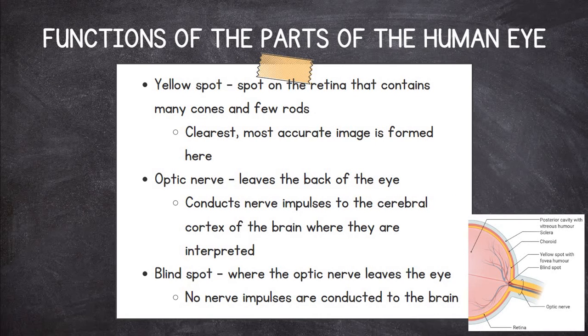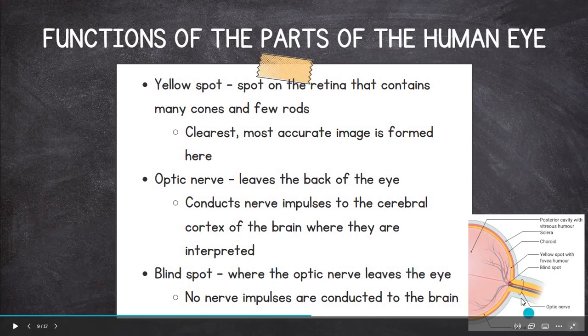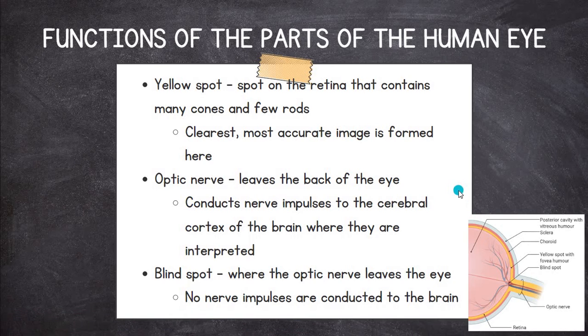Then we have the yellow spot. This is a spot on the retina that contains many cones and few rods. Because of this, the clearest, most accurate image is formed right here on this yellow spot that you can see here.